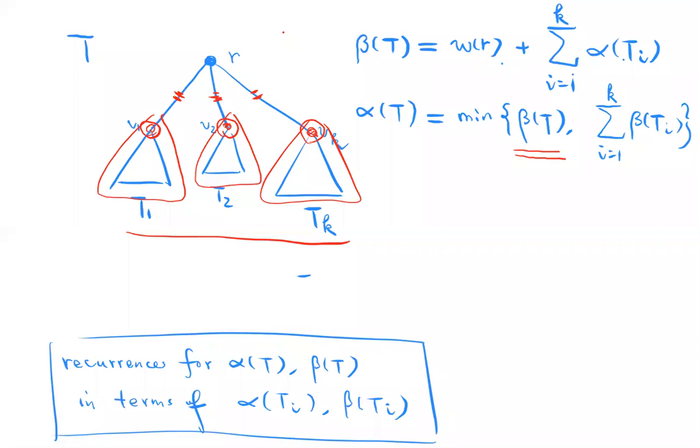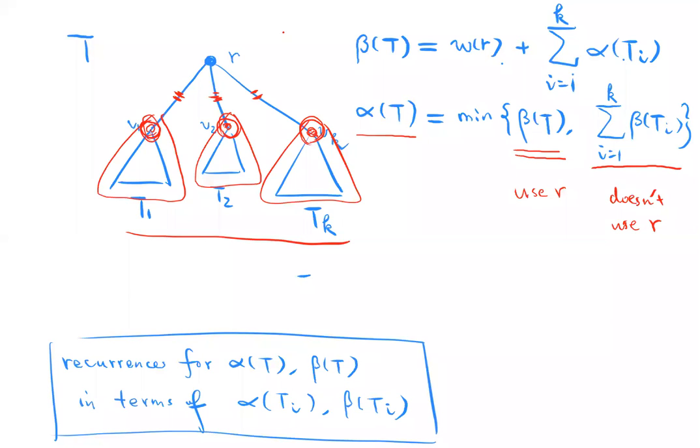And in the situation when we do not use the root, if we do not use the root, we must use the roots of the subtrees. So these must be used. So the optimal value for alpha of t will be the minimum of these two possibilities: either use the root R, or this one, which does not use R. So two possibilities. And we get this recurrence relation.